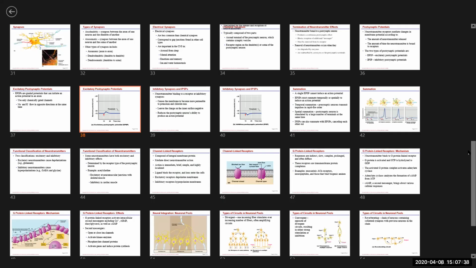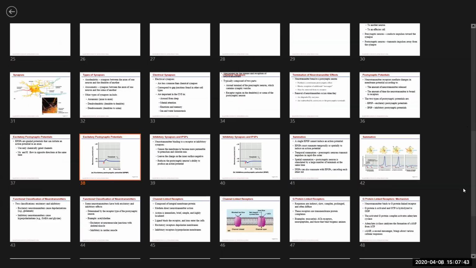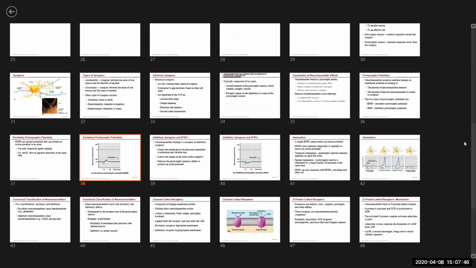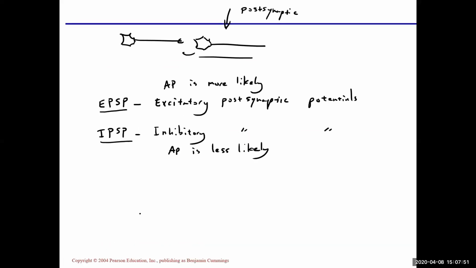So let me see if we can find the appropriate, or maybe I just should draw this. Okay, so we're looking at the excitatory right now, okay? So if you have the action potential coming in, and let's say neurotransmitters are releasing, and this neurotransmitter, let's say, is an excitatory neurotransmitter.